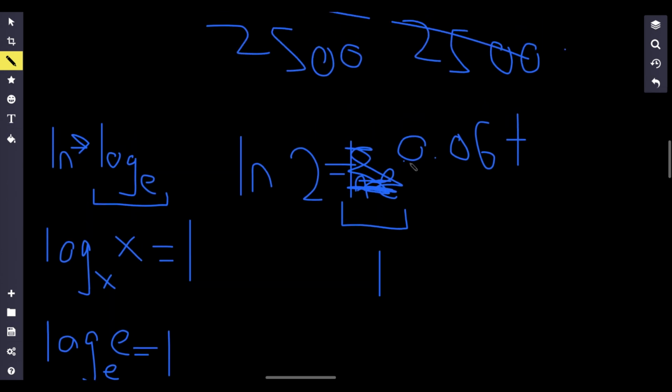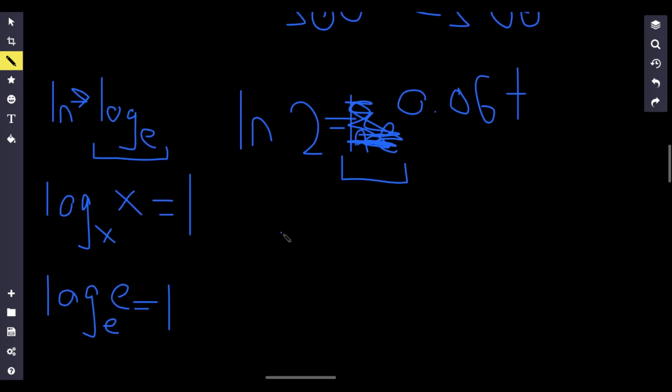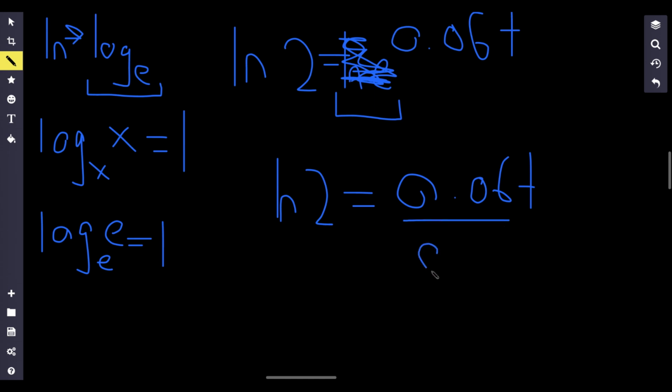And 1 times 0.06t is just going to be equal to 0.06t, right? 1 times whatever this is just going to be this thing itself. So I have ln of 2 is equal to 0.06t. And to solve for t, I just have to divide by 0.06.